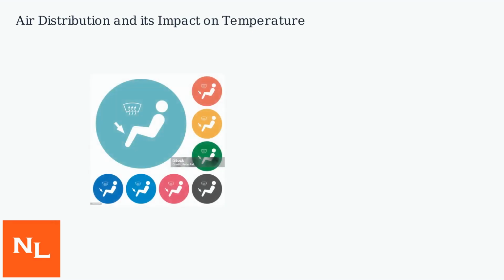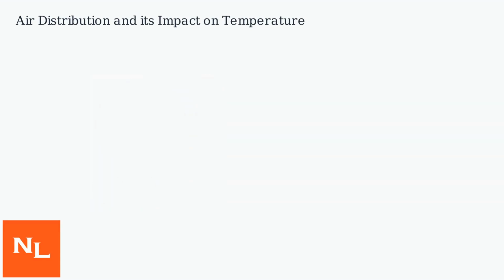The defrost mode directs air toward the windshield to clear fog or ice, while floor mode sends air to the lower cabin area, and dashboard mode blows air through the center and side vents. Each mode affects temperature perception differently.